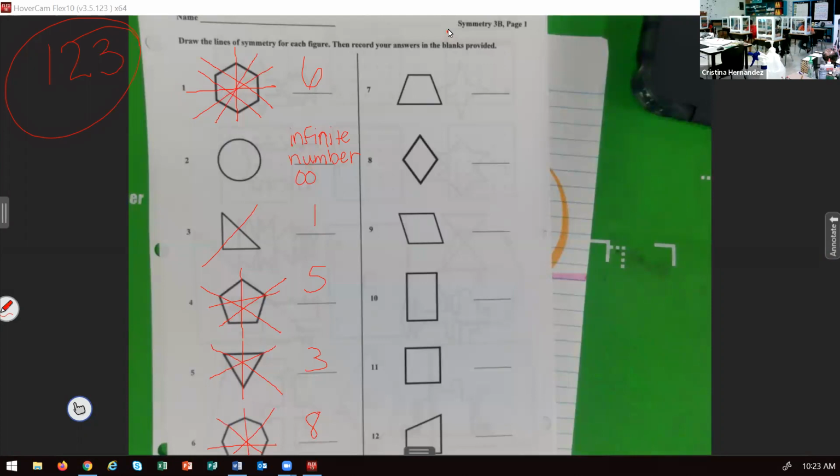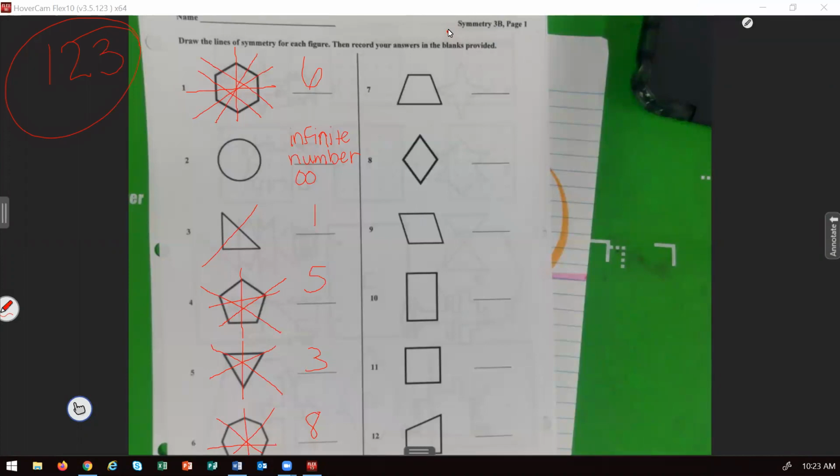Okay, I want you to try number 7. We've done number 7 already before on the other side. It's a trapezoid. How many lines of symmetry does a trapezoid have? Answer it on your paper. We did it on the back side. If you're lost, flip back.